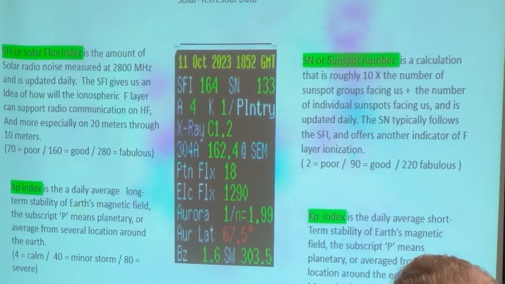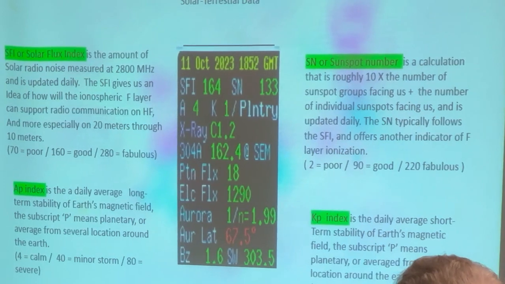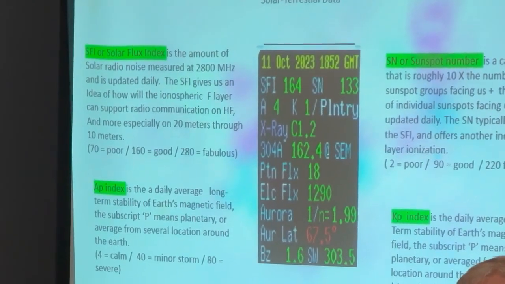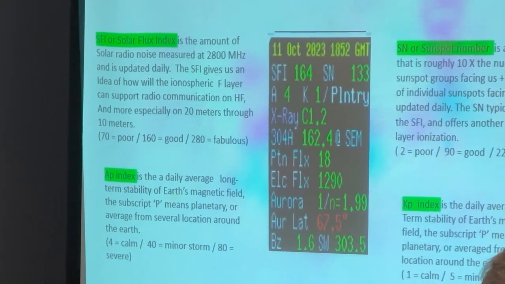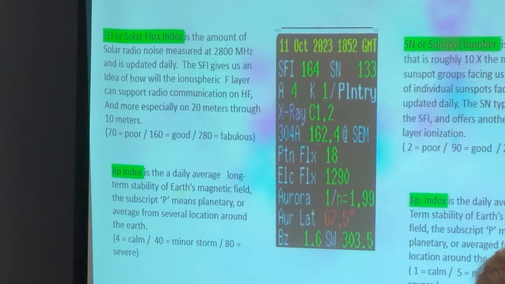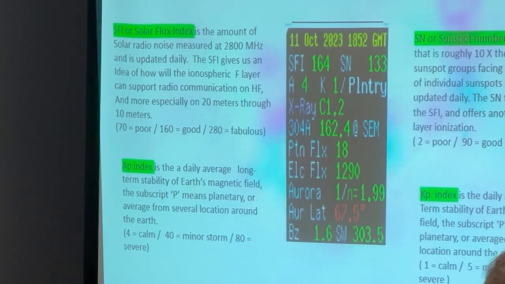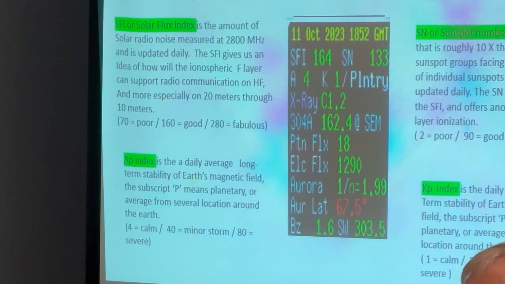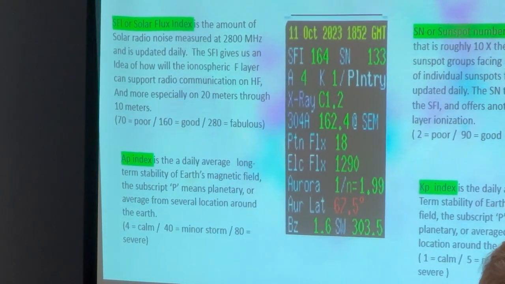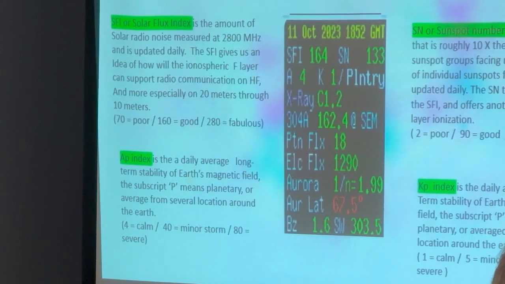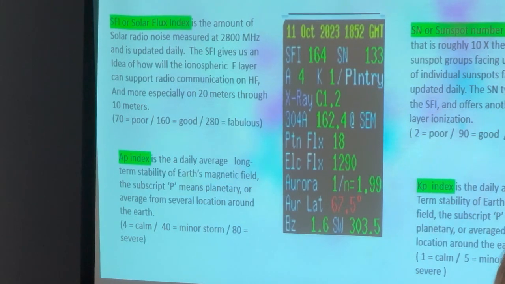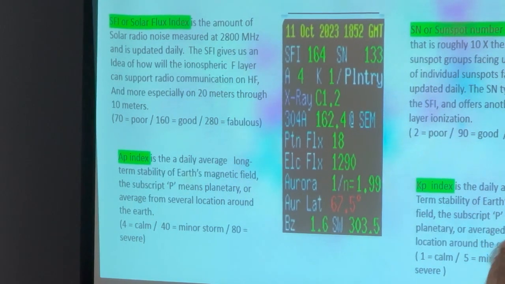Now the A index, and that's A index planetary, is the long-term stability of the Earth's magnetic field. This is measured and averaged out through a number of different locations across the globe, so it's not just one place that's doing this. Now 4 and below is calm, 40 you have a minor storm, and 80 is forget it.